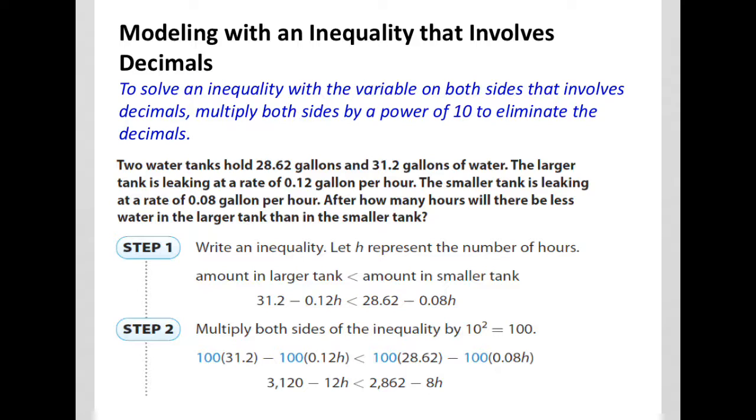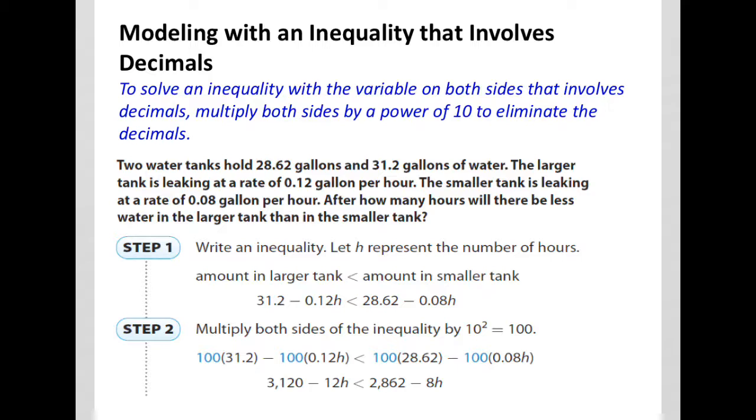So anytime you get an inequality that has a decimal, you need to look at the actual decimal and see what its greatest place value is, and that's what you're going to multiply by in order to change that decimal into an integer, whether it's a whole number or a negative number. So it tells us here that to solve an inequality with a variable on both sides that involves decimals, you have to multiply both sides by the power of 10 to eliminate the decimal.